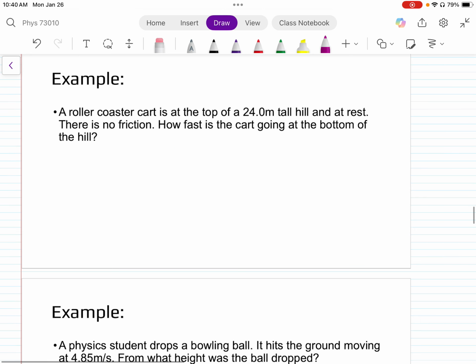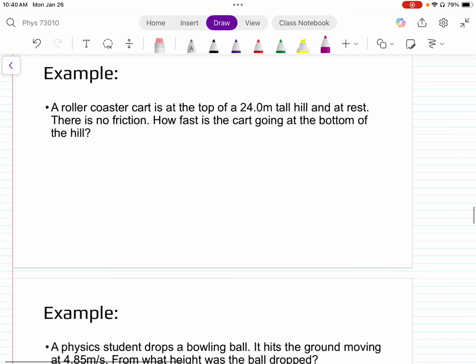All right, let's try another one. Let's say we've got a roller coaster cart up high at the top of a hill and at rest. So we got a roller coaster cart up here. Oops, that's terrible. Let's try that again. We got a roller coaster cart up here.